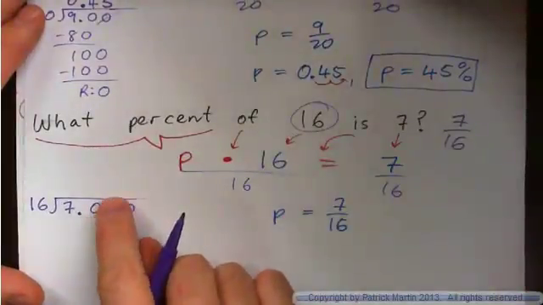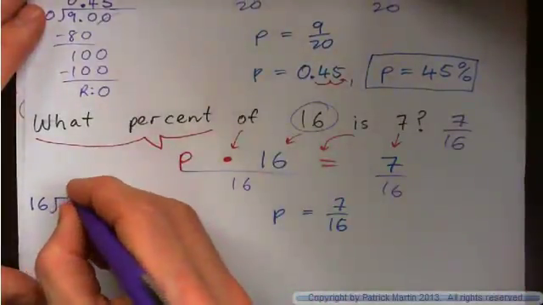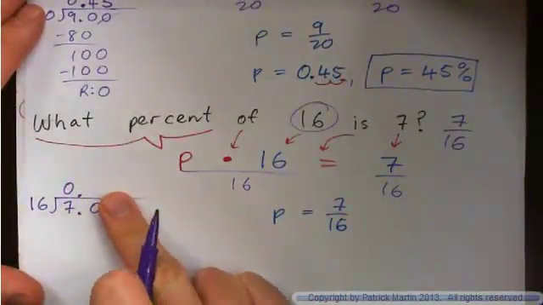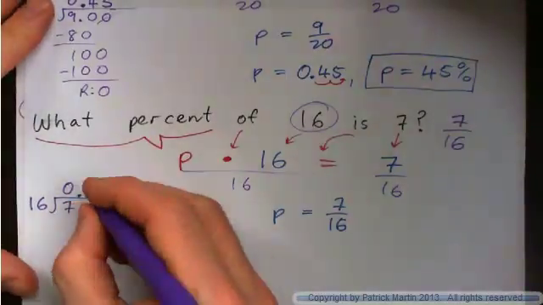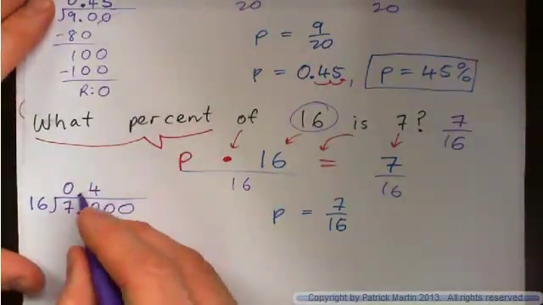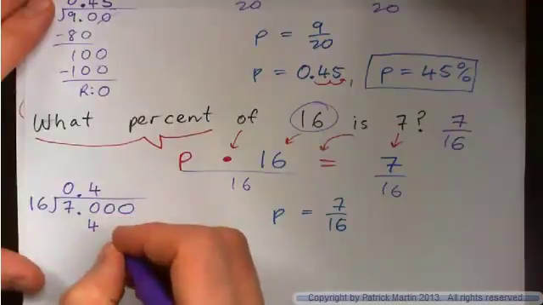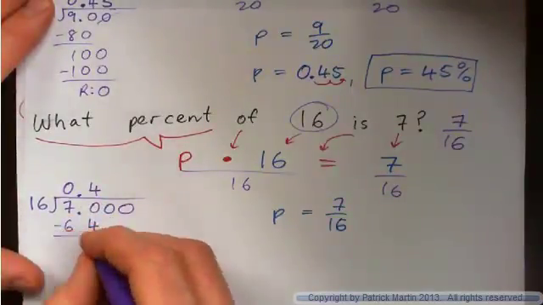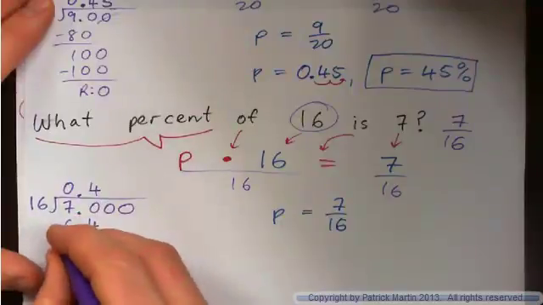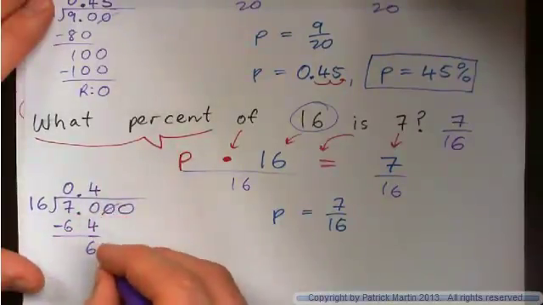So 16 into 70. 16 into 7 goes 0 times. 16 into 70. Let's see. Well, 20 goes 20, 40, 60. So 4 20s is 80. I'm going to try 4. If it doesn't work, I'll try something else. 4 times 6 is 24. Carry the 2. 4 times 1 is 4, and 2 is 6. Subtract. 70 minus 64 is 6. Bring a 0 down.